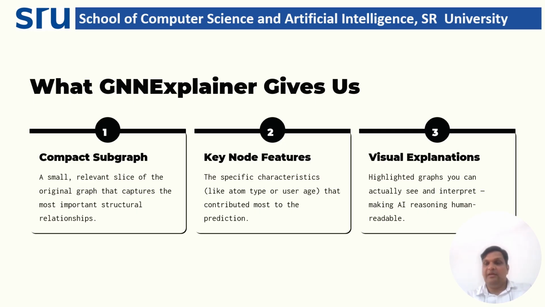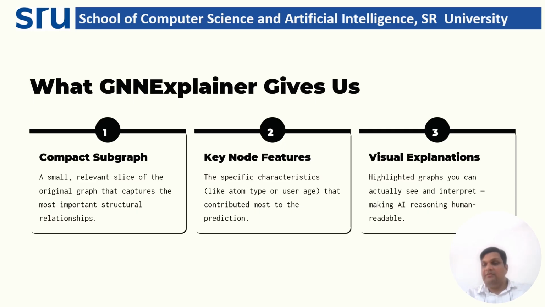What does GNN Explainer give us? A compact subgraph, a small relevant slice of the original graph that captures the most structural relationships. Key node features: the specific characteristics, like atom type or user's age, that contribute most to the prediction. Visual explanation: a highlighted graph you can actually see and interpret, making AI reasoning human readable.